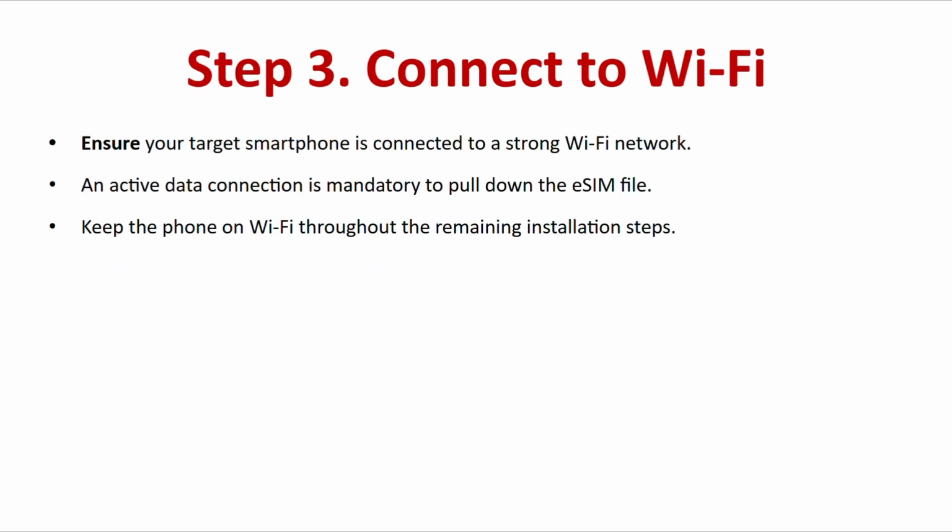Step 3. Connect to Wi-Fi. Ensure your target smartphone is connected to a strong Wi-Fi network. An active data connection is mandatory to pull down the eSIM file. Then keep the phone on Wi-Fi throughout the remaining installation steps.